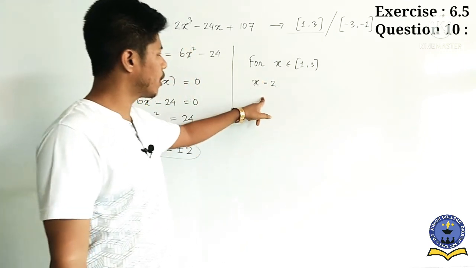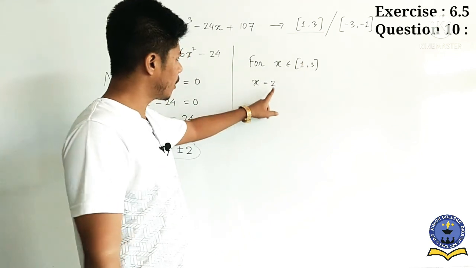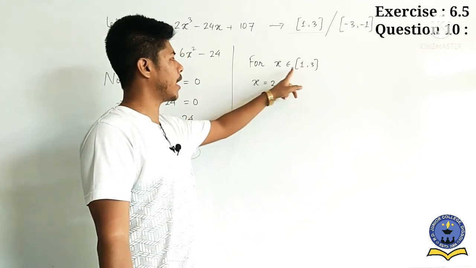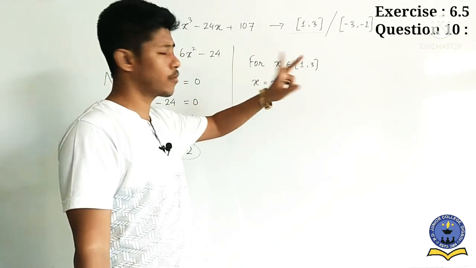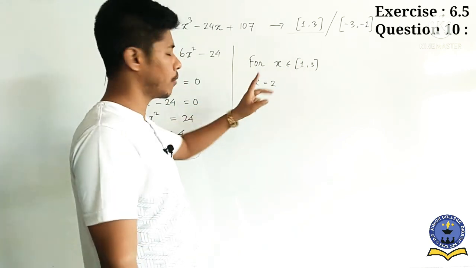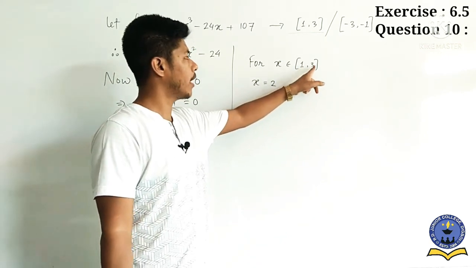So if we consider 2 here, and the end points are 1 and 3. The critical point we consider is 2, and the end points are 1 and 3. That means in how many values do we have to find out? 3 values: x equal to 2, x equal to 1, and x equal to 3.